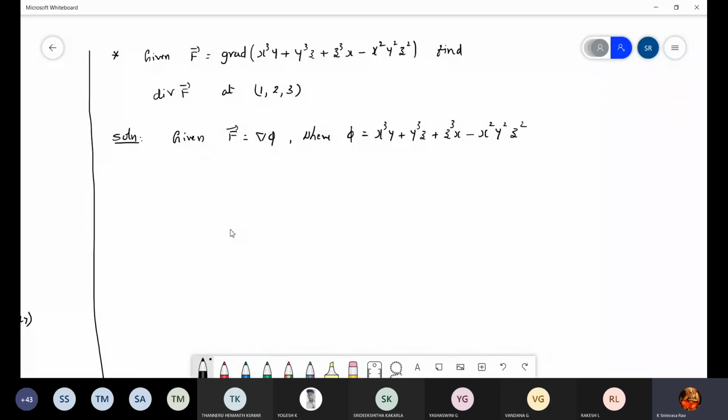Okay, so this is a little bit lengthy, we will get many terms in the vector. First write down: this implies f equals grad phi, formula: del phi by del x i cap plus del phi by del y j cap plus del phi by del z k cap. Now differentiate phi. If you want, you can substitute phi for each: del by del x of the complete term x cube y plus y cube z plus z cube x minus x square y square z square. In the same way you have to differentiate and substitute for y.